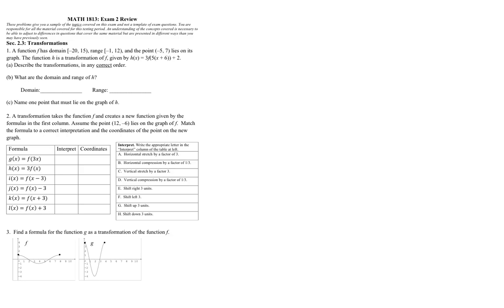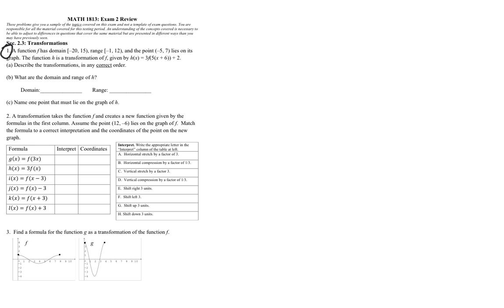Okay, so we're going to do number 1. Start with part A. It says a function f has the domain -20 to 15, range 1 to 12, and the point (-5, 7) lies on its graph. The function h is a transformation of f given by h(x) = 3f(5(x + 6)) + 2. Describe the transformations in any correct order.